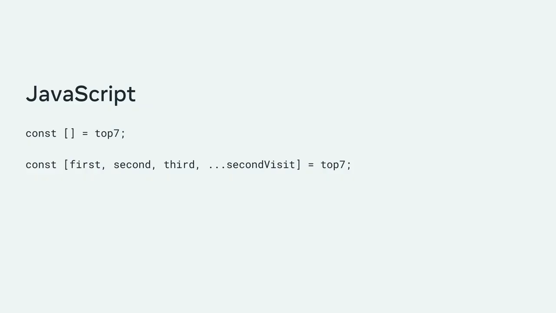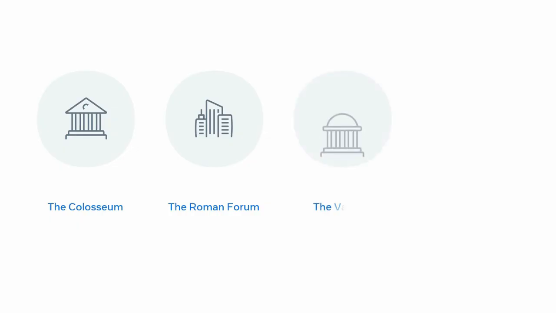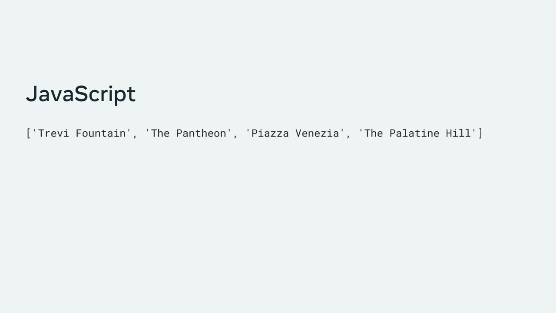With this syntax, I extracted the contents of the top7 array into 4 variables. The variable first with the value of the Colosseum, the variable second with the value of the Roman Forum, the variable third with the value of the Vatican, and then I include the variable secondVisit. That is a subarray of the rest of the items in the original top7 array. If I inspect secondVisit, an array of the 4 remaining attractions, Trevi Fountain, the Pantheon, Piazza Venezia, and the Palatine Hill, are all saved as string primitives. The rest operator, therefore, gives us what is left over of the source array as a separate subarray.